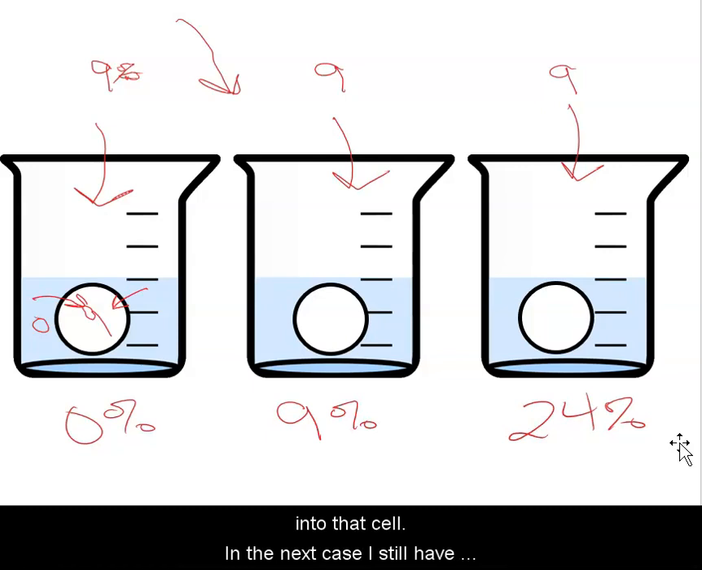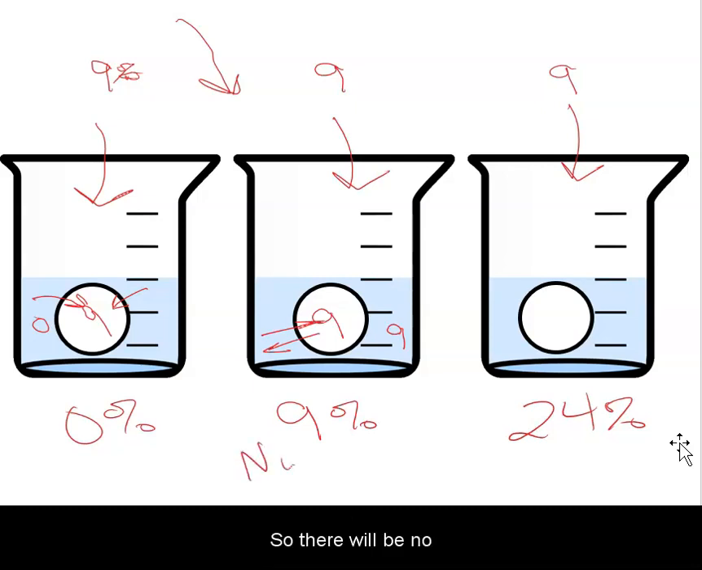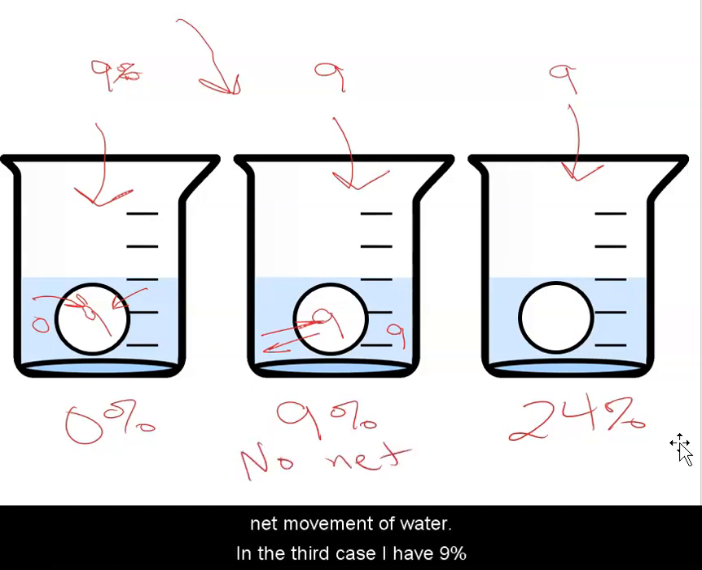In the next case, I still have 9% solute inside and 9% outside. So there's the same amount of water on both sides also. So the water will go into the cell, but it will also go out of the cell, so there will be no net movement of water.